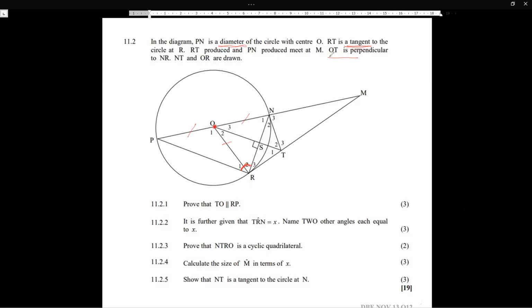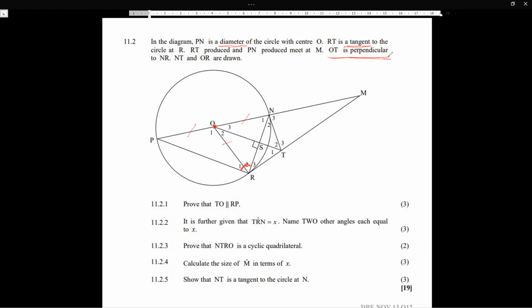So it also tells me an important point, OT is perpendicular to NR. If OT is perpendicular to NR, they marked angle S to be 90 there. What theorem is coming to your mind? What theorem is coming to your brain? Radius tan, sir. Okay, the theorem that's coming to you. Same segments are equal, sir.